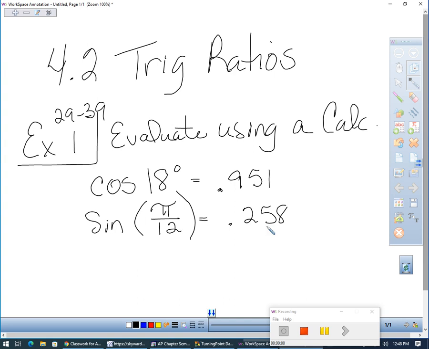So the 3 easy trig functions to do on your calculator are sine, cosine, and tangent. Those are right on your front screen, right on those easy buttons, but we do have 3 other ones we need to discuss. Okay?